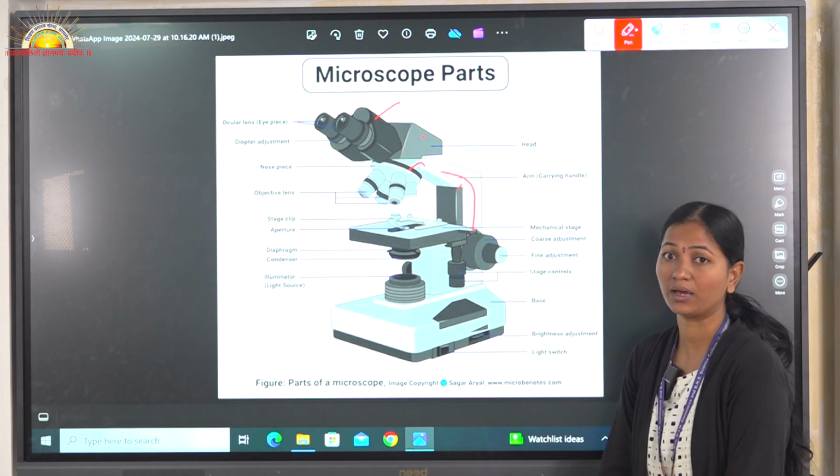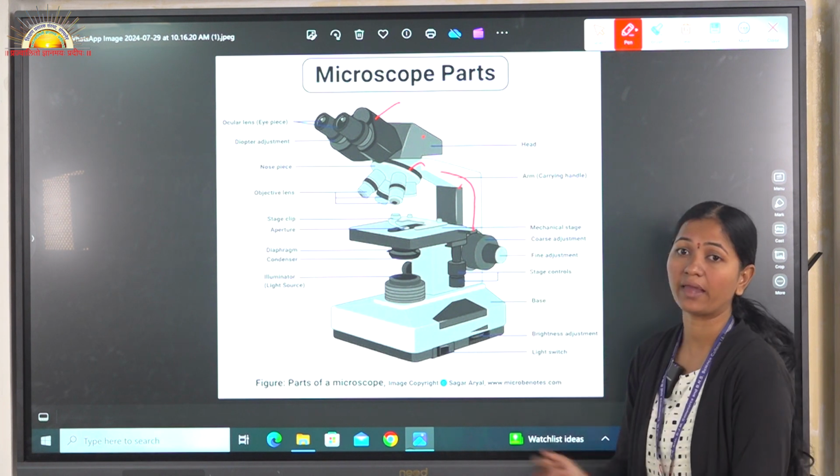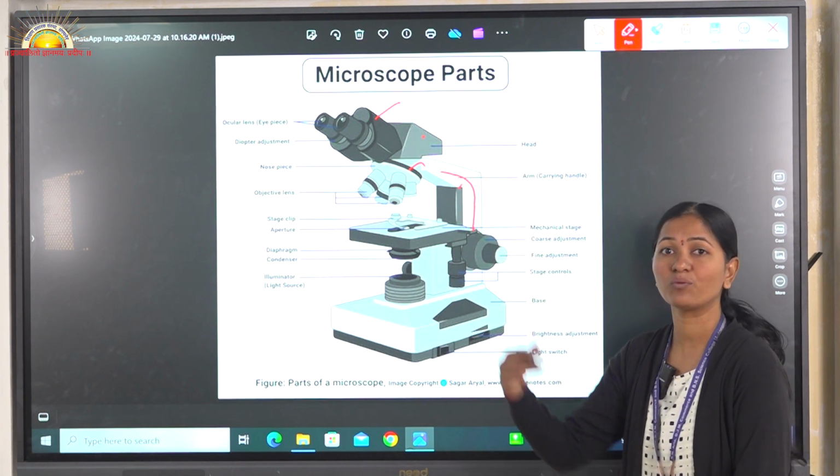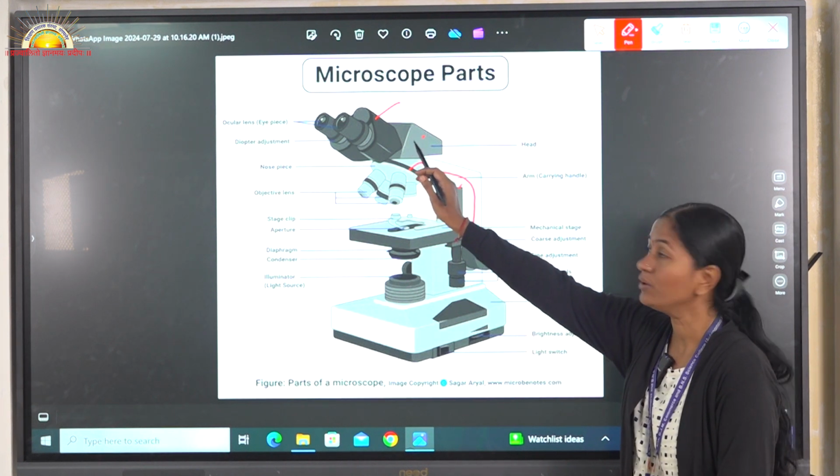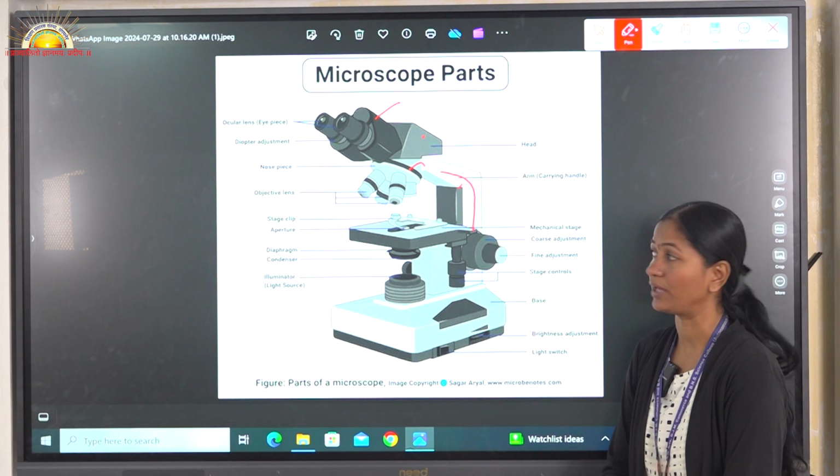Below the objective lens there is an arm. The arm is held for carrying our microscope from one place to another. The arm holds the body tube, the eyepiece and the mechanical stage.